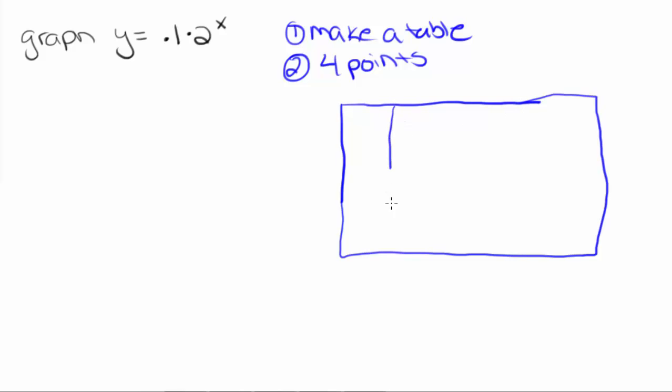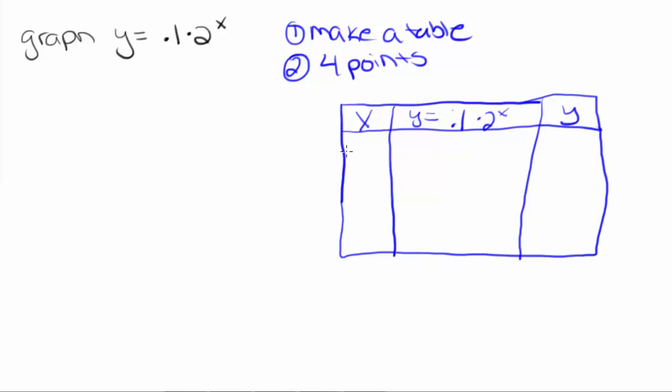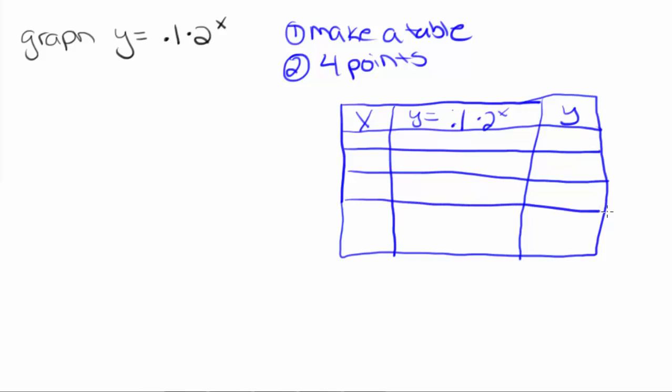Okay, so our first, we have our X, and then we have Y equals 0.1 times 2 to the X, and then we have our Y. Okay, so you need to pick 4 points. 1 needs to be negative, 1 can be 0, and 2 need to be positive. And I would spread them out a little bit. So we're going to make them -3, 0, 3, and 6. Remember you can pick any x's that you want, but they need to cross the y-axis.